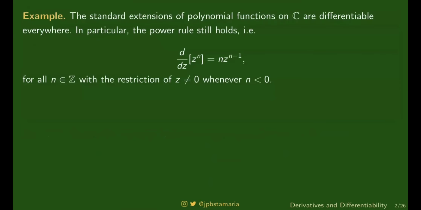Example, the standard extensions of polynomial functions in the complex plane, yung mga complex polynomial functions, are still differentiable everywhere. In particular, the power rule still holds. Ano yung sabihin ng power rule? Yun, yung derivative ng z to the n is nz to the n minus 1. Yun nga lang ha, this time, yung exponent natin na n is only restricted where? On the integers.